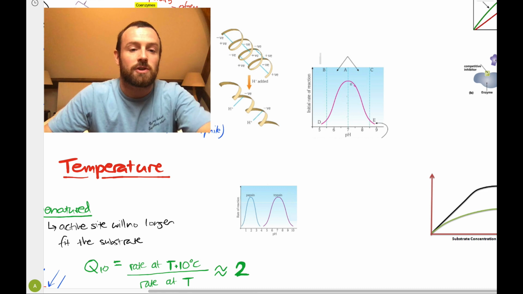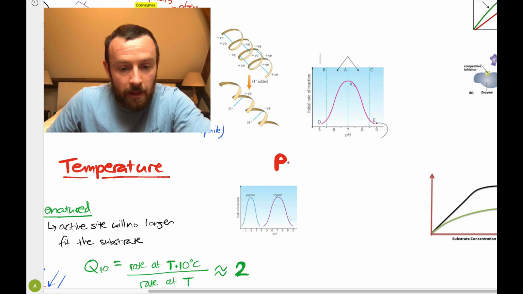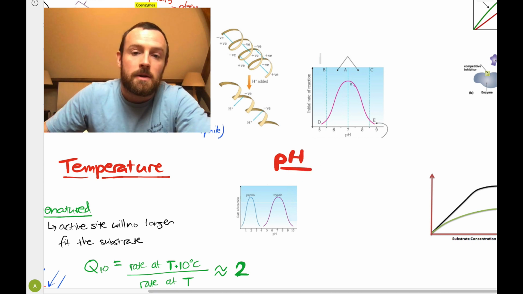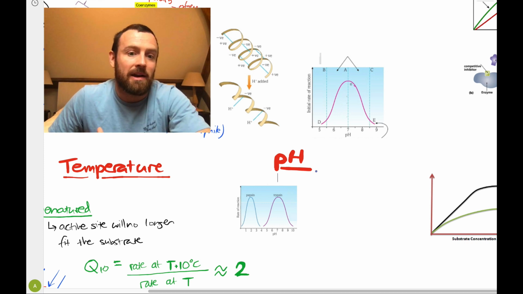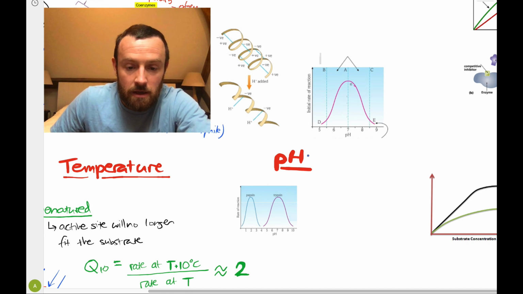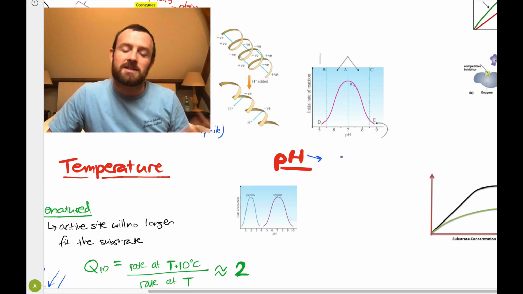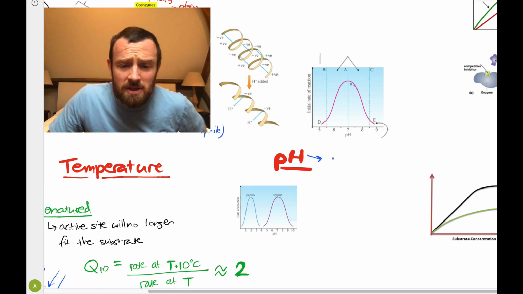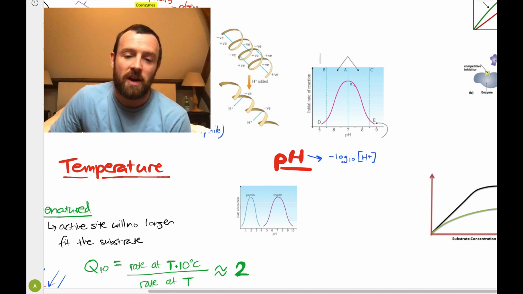Okay, so now let's talk about another thing that affects enzyme activity, and that is, of course, pH. So pH, first of all, what is it? We need to understand what it is before we can talk about how it affects enzyme activity. So pH is really, if you want to get chemical, this is not really on the A-level biology syllabus, but chemists amongst you will know that pH is minus log 10 of the concentration of H+. So it's a measure of the concentration of H+.